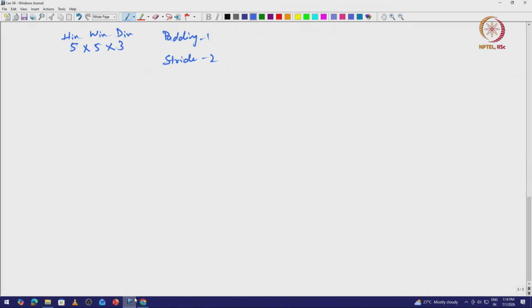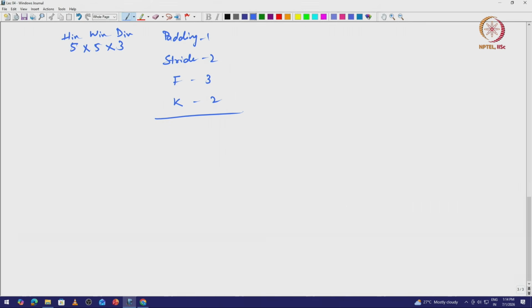So stride is 2, and then you have the kernel size, which is referred to by f, which is 3 cross 3. Now most of the times we use a square kernel, unless specified; we can use rectangular kernels as well, that is perfectly fine. And then how many filters are there? You have 2 filters.